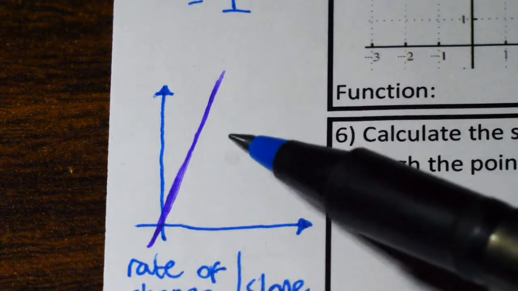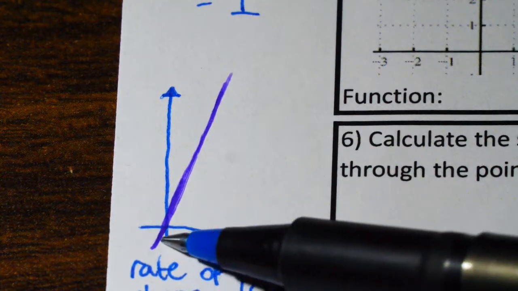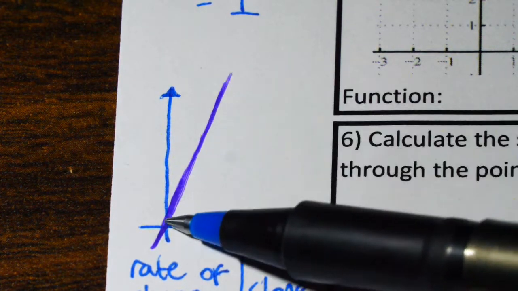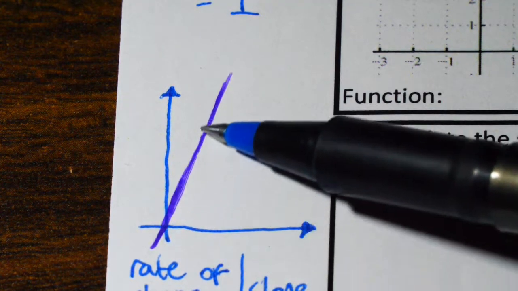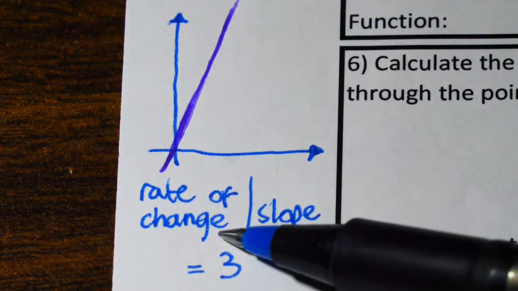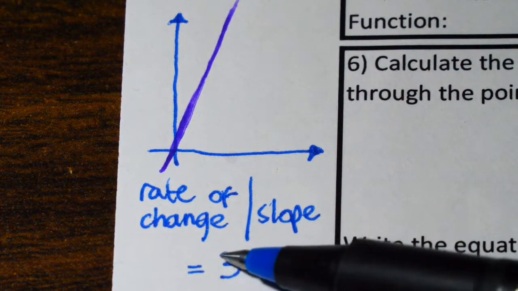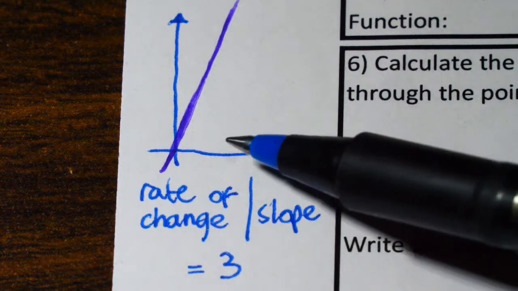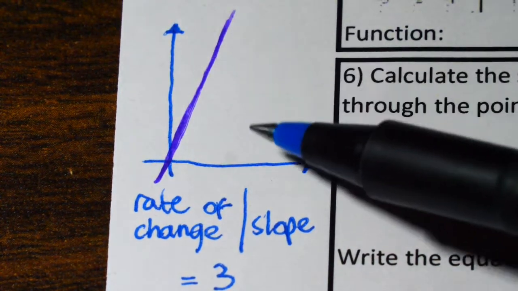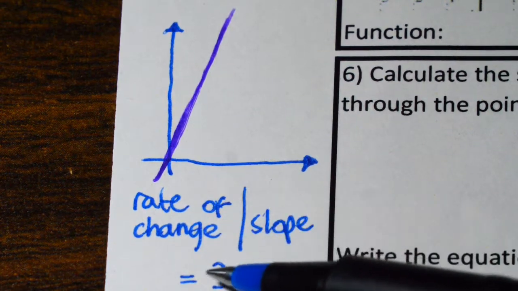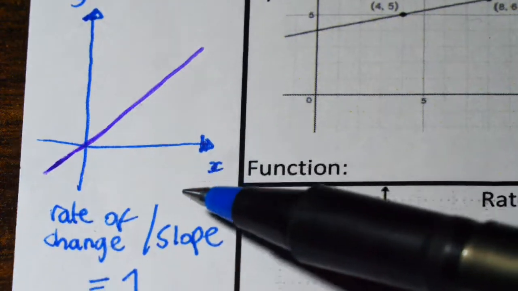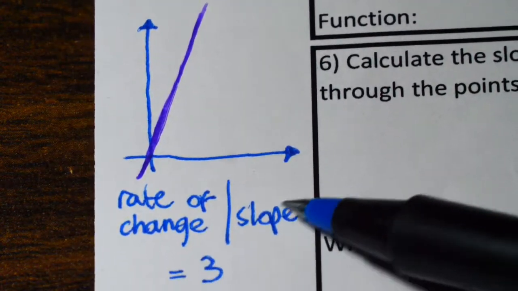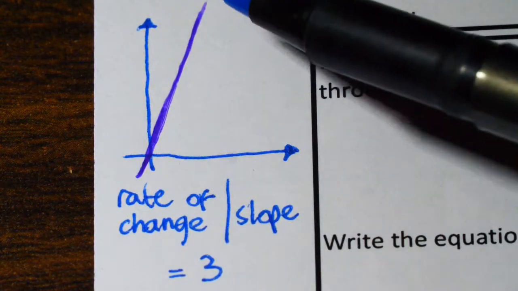But for this graph here, you can see the line is steeper. It's harder to walk up this line because it's steeper. It's going more vertical. So the rate of change or the slope here is 3, for example. It's a bigger rate of change. It's faster. It's moving faster. So the slope here is bigger than this one. Here the slope is 1. Here the slope is 3 because it's going faster.